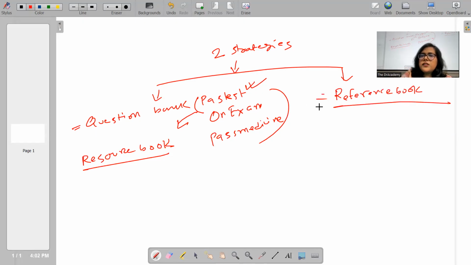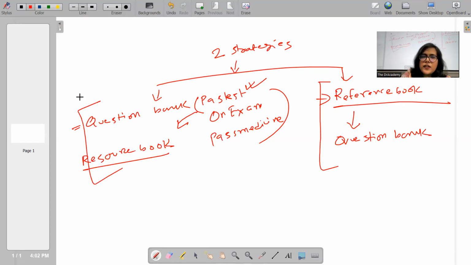There are going to be multiple reference books. Then after completing each of these reference books and lecture sheets, you can go through question bank solving attempts. I think I personally prefer this. This is my own personal preference.